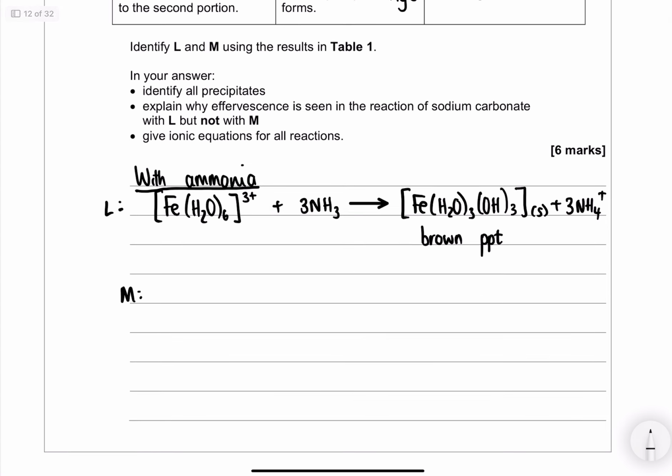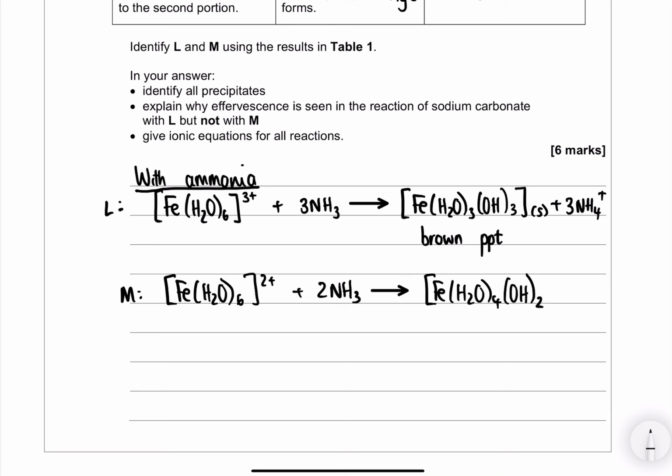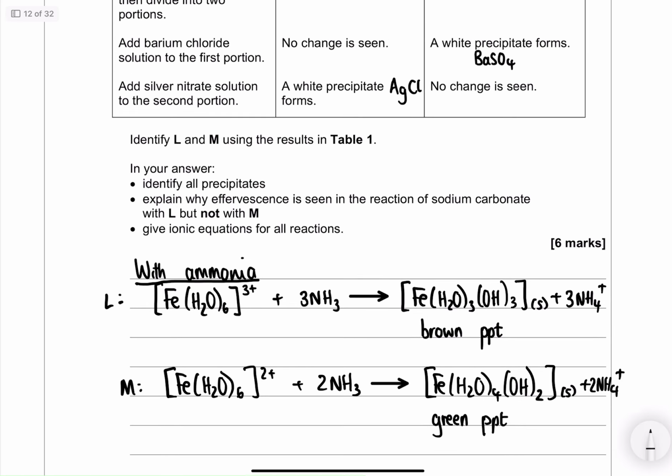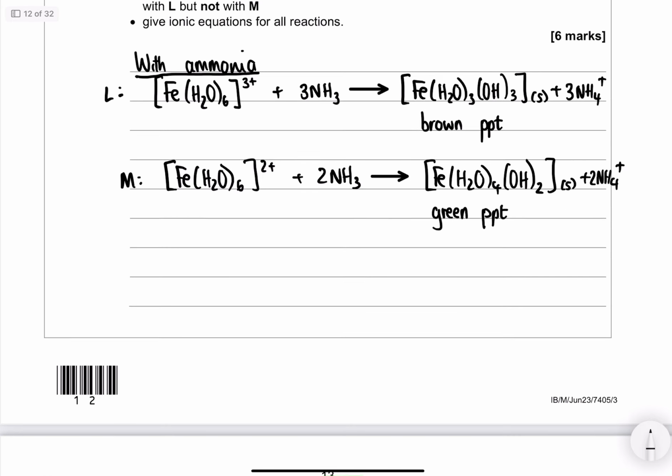And then with M, it's a very similar reaction, but this time it's only 2 plus, so only 2 ammonias. Four waters remain, 2 are deprotonated, and we get 2 ammonium ions. And that is our green precipitate. So that's the first part with ammonia.